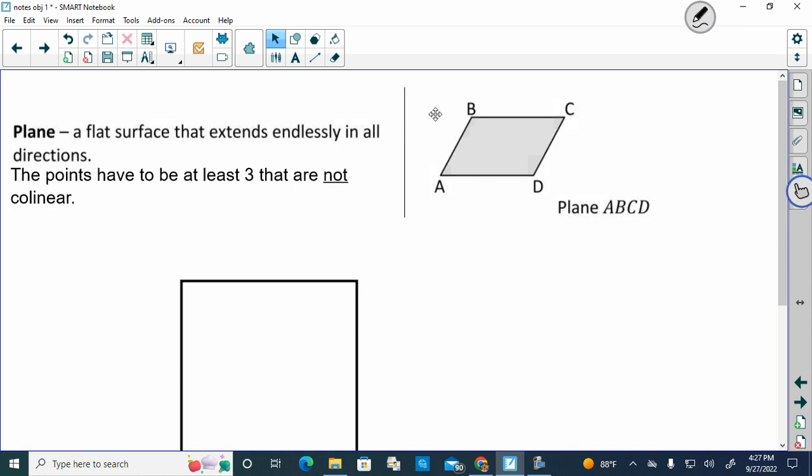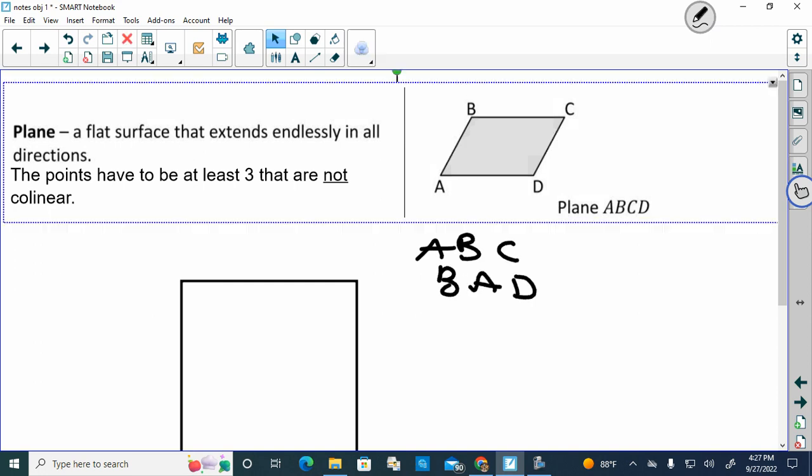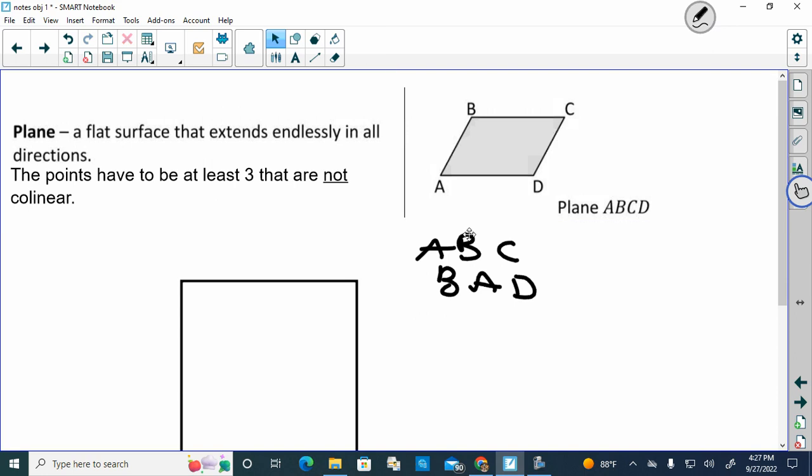We don't draw the arrows on there just because it makes it more confusing, but by definition, a plane is flat and extends on in both directions. The points have to be at least three, so at least 3 points that are not collinear. So that means those 3 points cannot be on the same line together. 2 of them can be, but you can't have 3 letters that are all on the same line together. So we could write this plane as ABC, BCA, I can call it BAD. Any of these 3 letters, as long as they're not on the same line together.